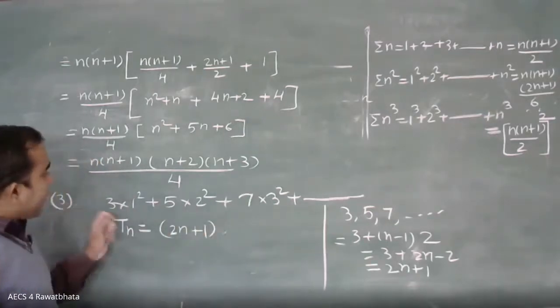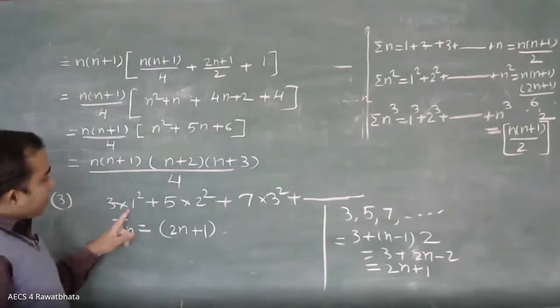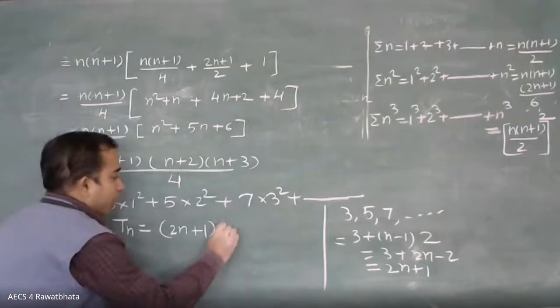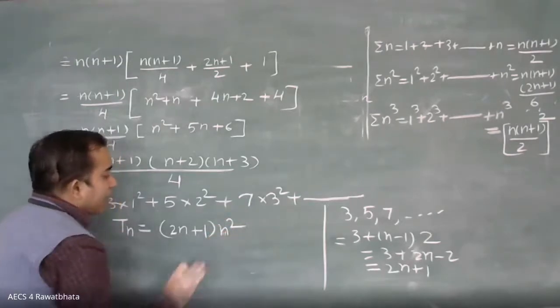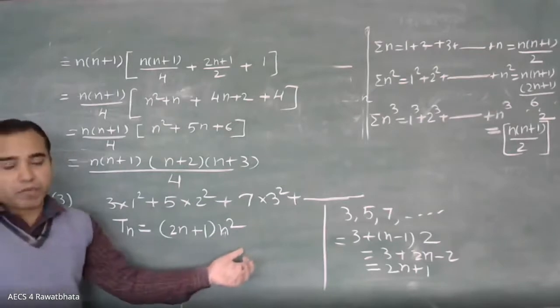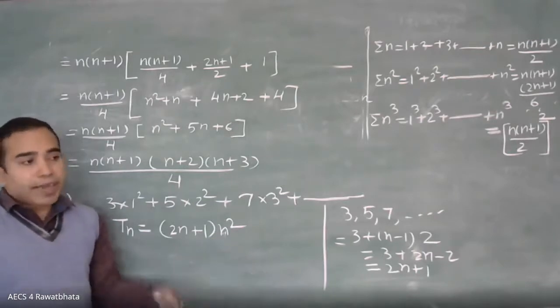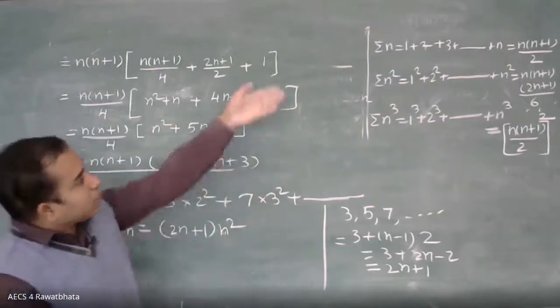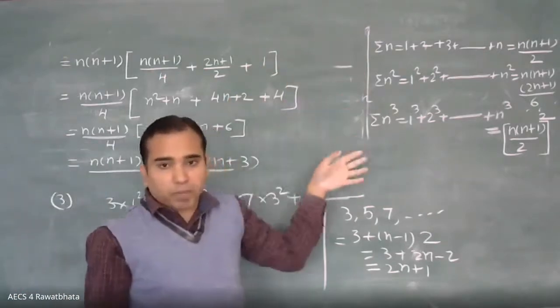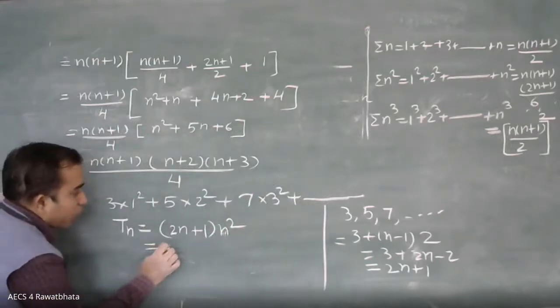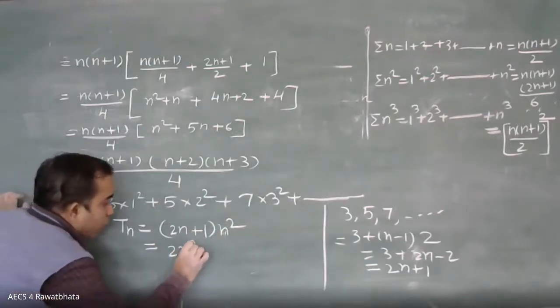Next, what should be the next factor? 1 square, then 2 square, n square. So easy to guess. Once I have written the nth term, I have done 50% of the work. Nth term is very, very important. Once you have written the nth term, then it is only the game of these formulas and simplifying. That's it. So after this step, we used to multiply it.